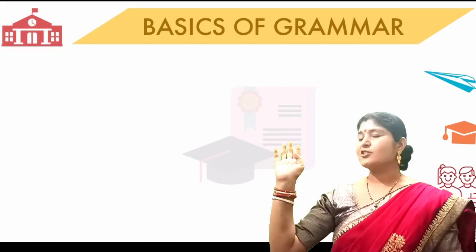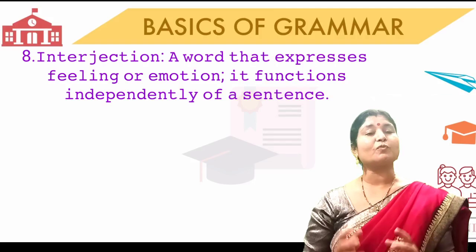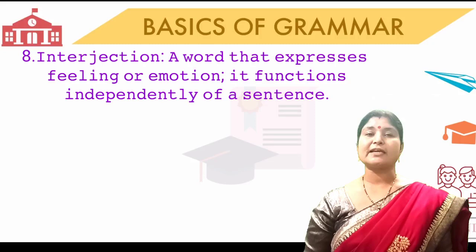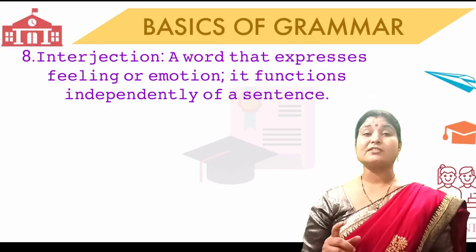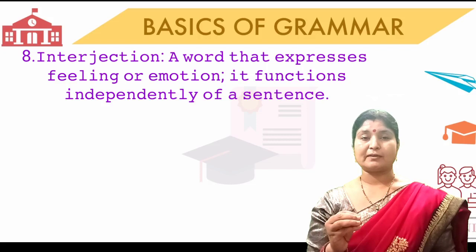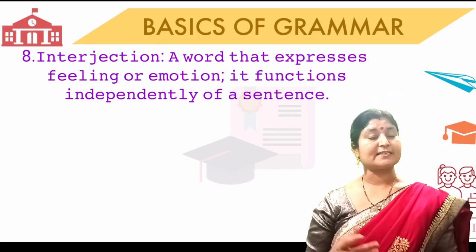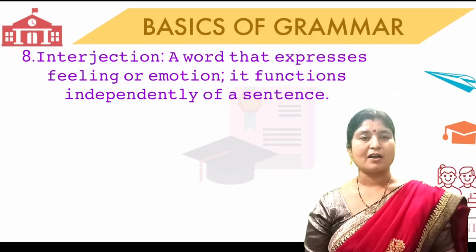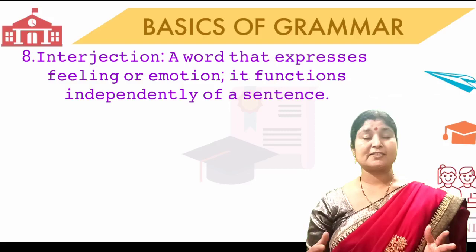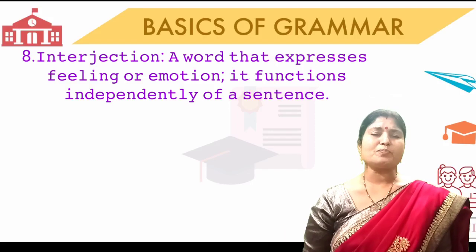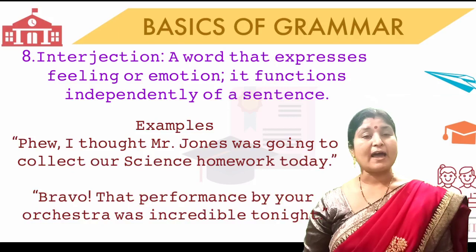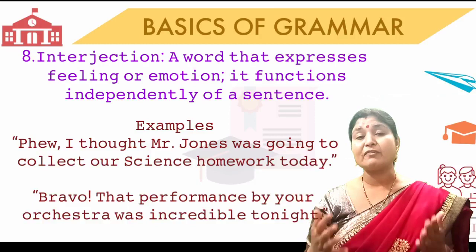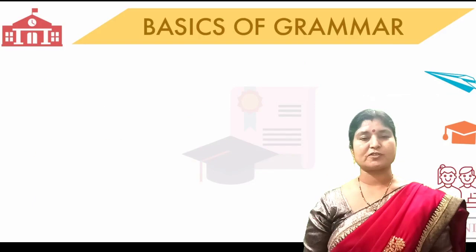Last one, that is interjection. An interjection is a word that expresses feelings or emotions. It functions independently of a sentence. Interjections are probably the most fun you can have in writing a sentence. You get to use fun, short words such as oh, bravo, goodness, great, hooray, oops, well, alas, which all are example words that express different feelings or emotions in the English language.